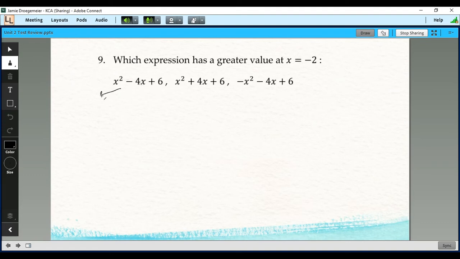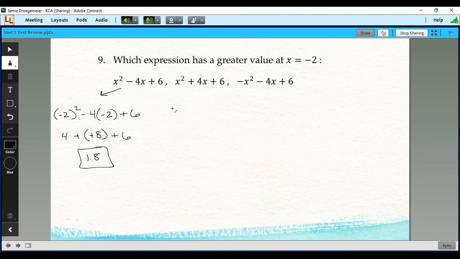So in our first one here, I'm going to do that over here. Negative 2 squared minus 4 times negative 2 plus 6. Well, negative 2 squared, negative 2 times negative 2 is positive 4. 4 times negative 2 is negative 8. And then we're adding 6 here. Well, if you're subtracting a negative, that's the same as adding a positive. So 4 plus 8 plus 6, 4 plus 8 is 12, 12 plus 6 is 18. So our first expression evaluates to 18.